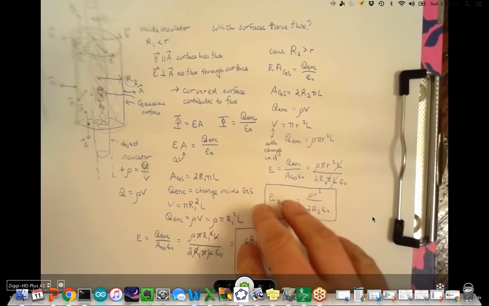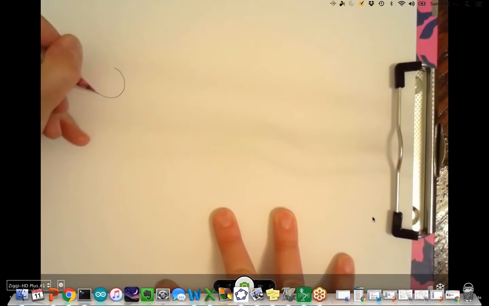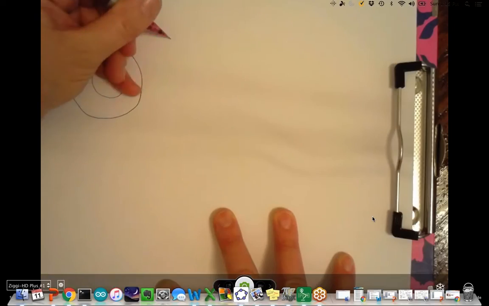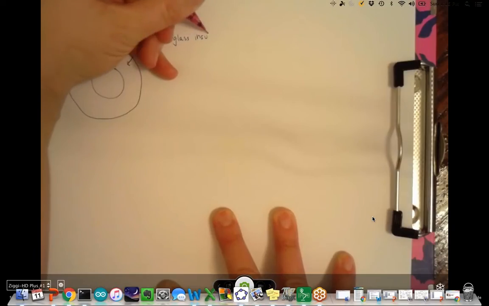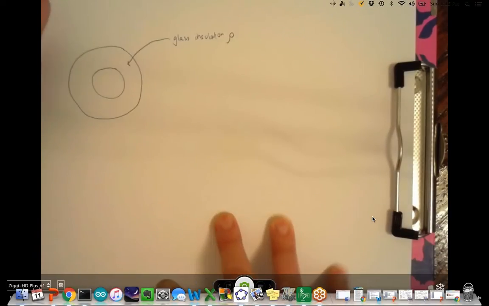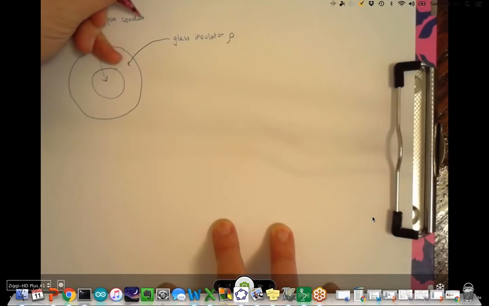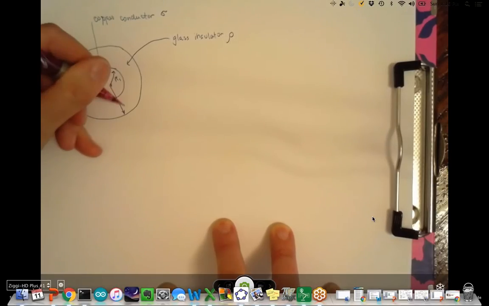Okay, so how does a sphere differ? All right, so let's take a look at a sphere. Let's say we had a double sphere: a sphere in here and another sphere out here. Let's say this one is glass, which is an insulator, which means it's going to have a volume charge. And this one is copper, which is a conductor, which is going to have a surface charge. We're going to call this radius R1 and this radius R2.